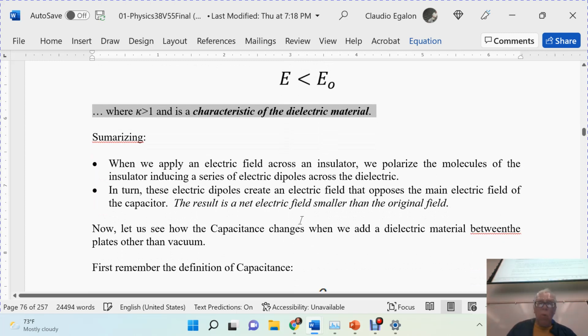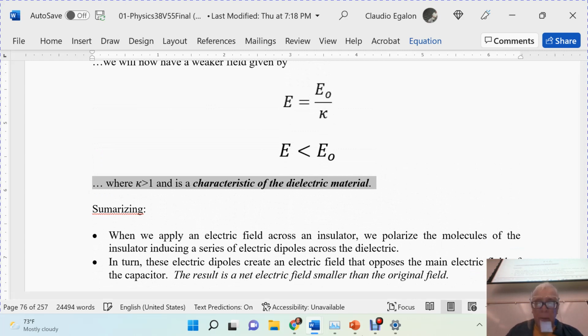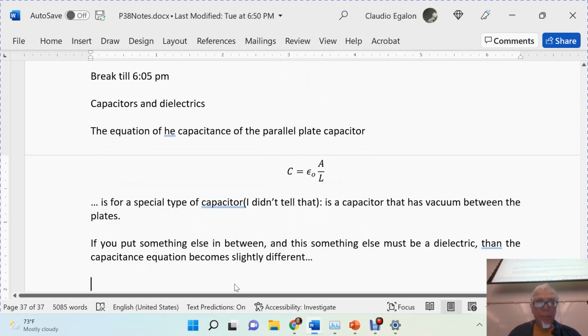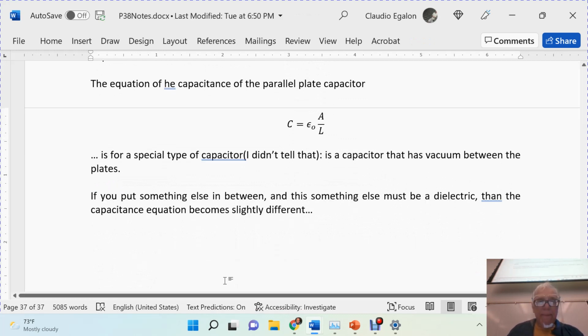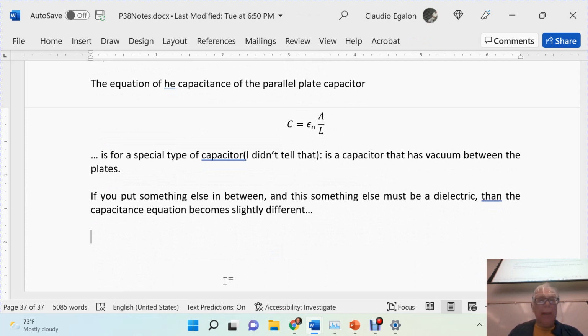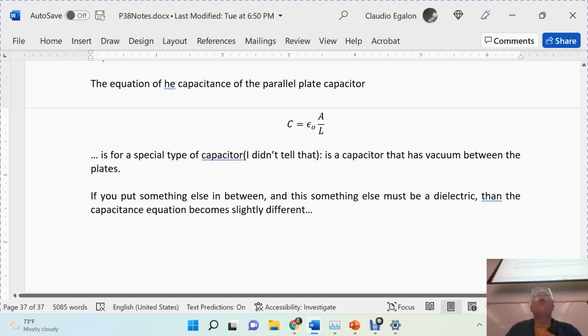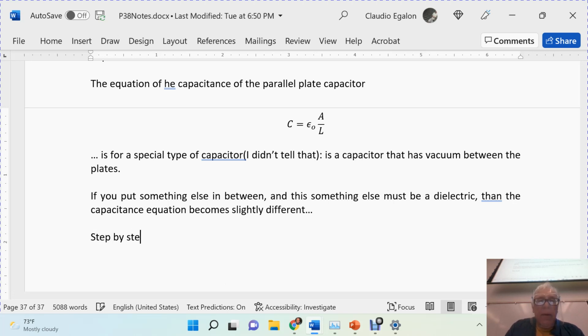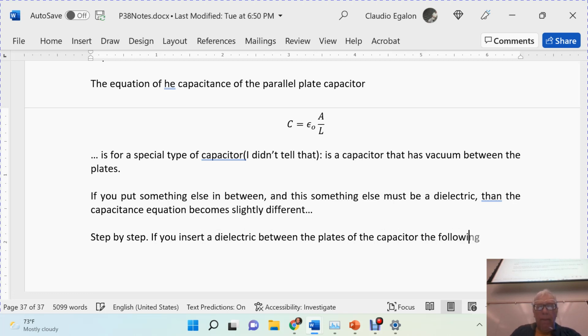So what are the consequences? There are some consequences here. Electric field weaker. Okay, so here you go. Let's write it down, the notes. Not only does the capacitance equation become slightly different, but the very core here is that the electric field becomes different, okay? So let's go step by step. I'm just going to repeat, writing what you saw in the drawing. If you insert a dielectric between the plates of the capacitor, the following will happen.